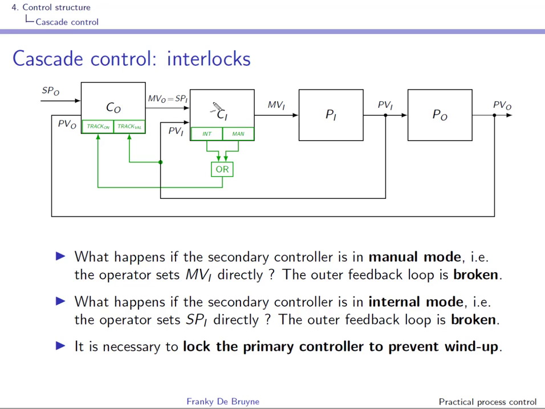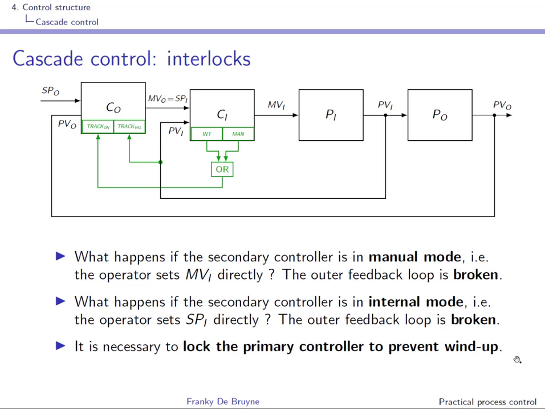If this one is going to external automatic mode, this one will no longer be locked, and the output of this controller will start from the last inner PV when it was locked, and it will start to correct to make sure that the outer PV goes to set point.